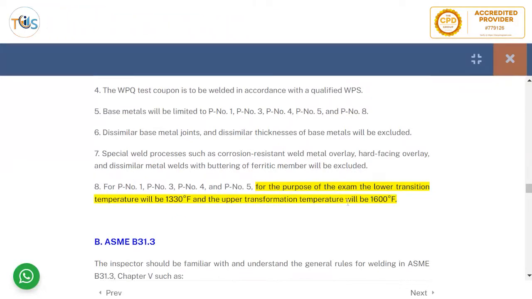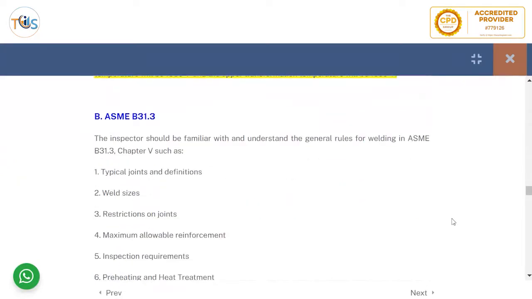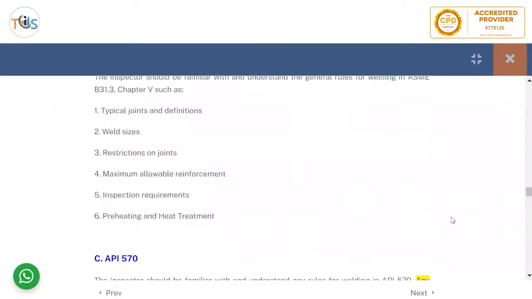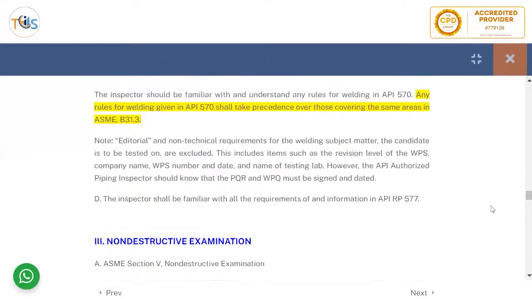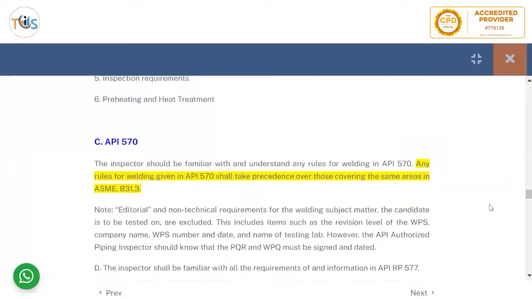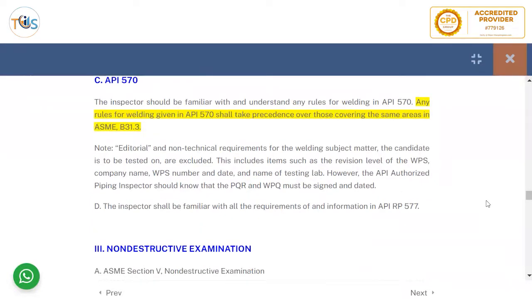Also mentioned that for the purpose of the exam, the lower transition temperature is this, so this might be useful. On B31.3, these are the topics that you should look at: joints definitions, weld size, restriction on joints, and inspection requirements, preheating and heat treatment. If you go to any document, it's encompassing all disciplines. But because this is an inspector's exam, always concentrate on the inspection section of that particular code and recommended practice.